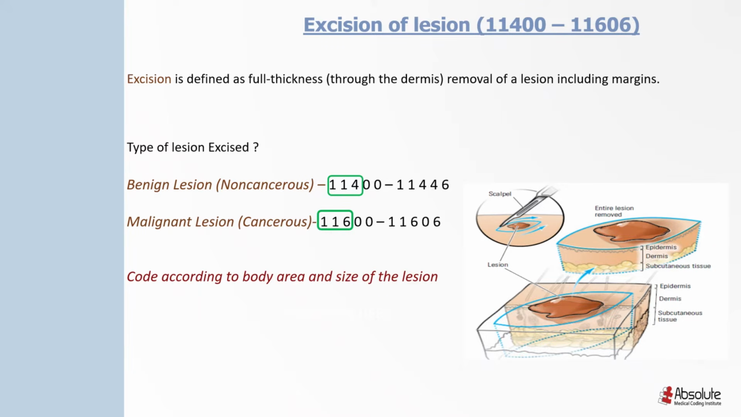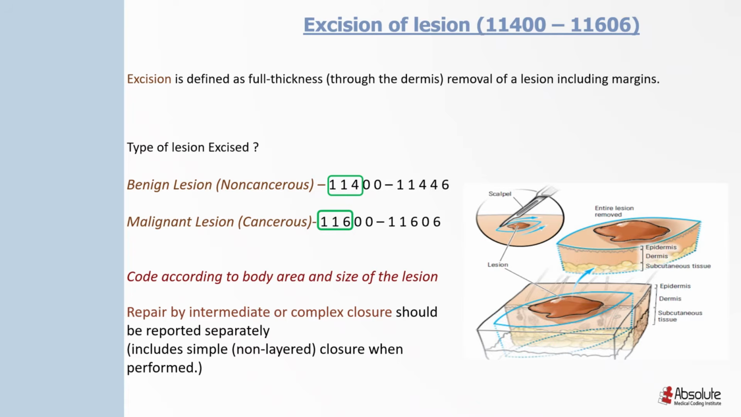Another important point which you have to keep in mind is that you have to code according to the body area and the size of the lesion. Also, you have to code for each lesion excised, which means you cannot combine the excised diameters of two lesions and then code. You have to code for each of them separately. And also don't forget that repair by intermediate or complex closure should be reported separately, which also means the simple, that is non-layered closures, are included in the excision procedure codes when performed.